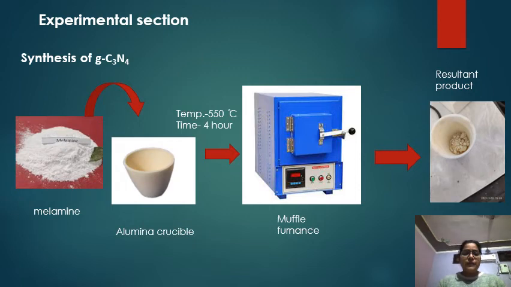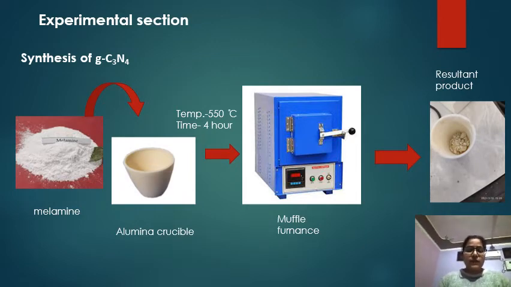Experimental section. Synthesis of graphitic carbon nitride was done using melamine. The melamine was taken in the crucible and kept in the muffle furnace for 4 hours at a temperature of 550 degrees Celsius. The resultant product was yellowish in color and was stored for the further experiment.